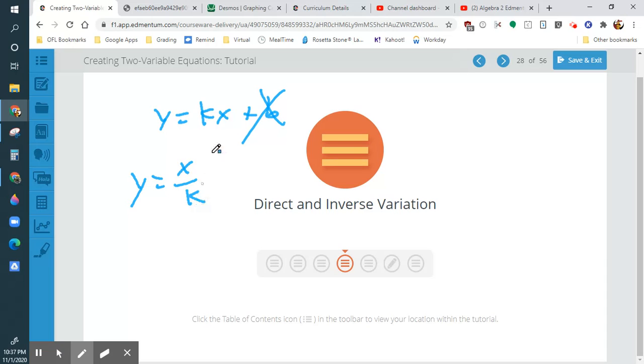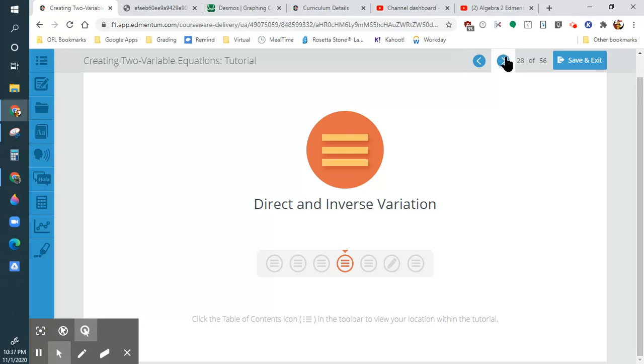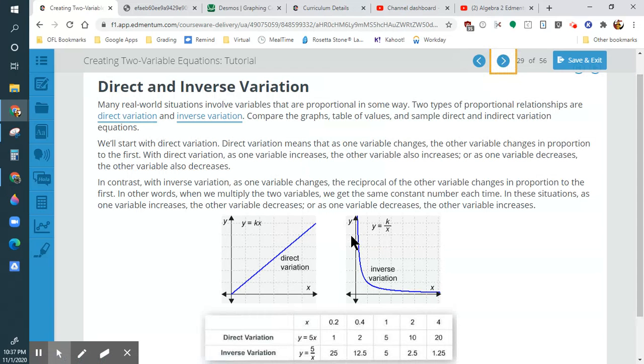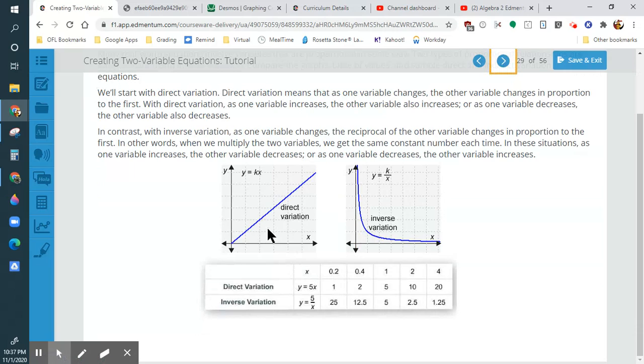So we're going to be dividing. So this one we're multiplying. As this x gets bigger, so is this y. Inverse variation is as the x gets bigger, the y is going to be smaller. So let's take a look and see what that looks like. All right, so here's direct variation. One gets bigger, the other one happens.